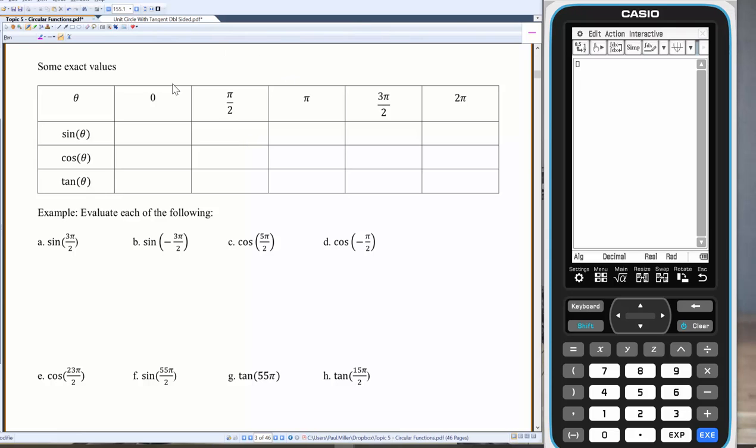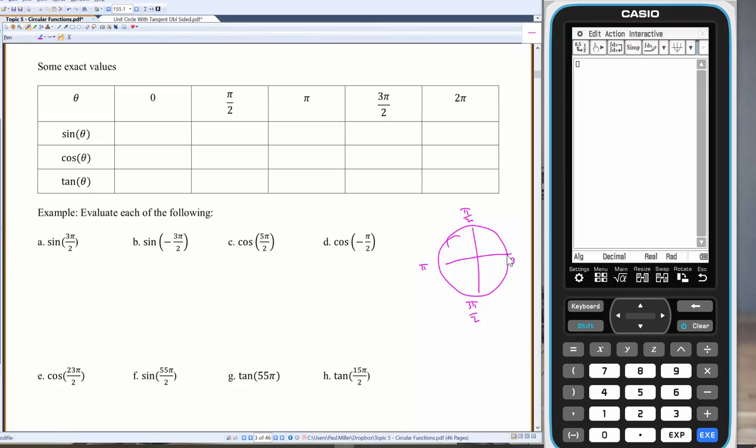All right, so let's look at some exact values. These ones here are key points on the unit circle. So here is 0, here is pi on 2, here is pi, and here is 3 pi on 2. So these are the ones that we're referring to here. And what we want is the sine value, the cosine value, and the tan value.